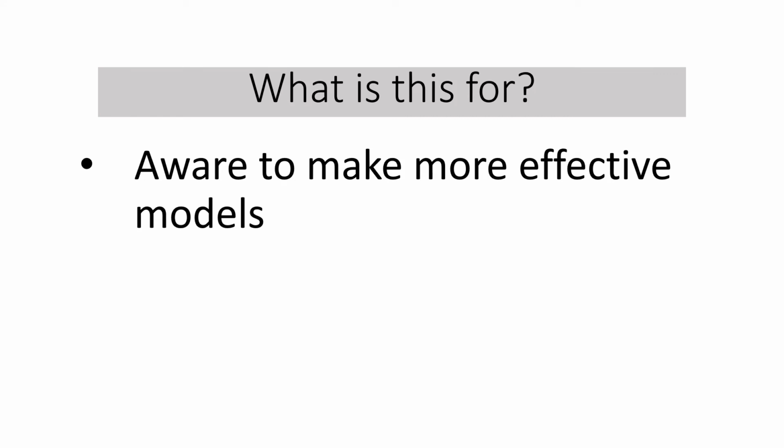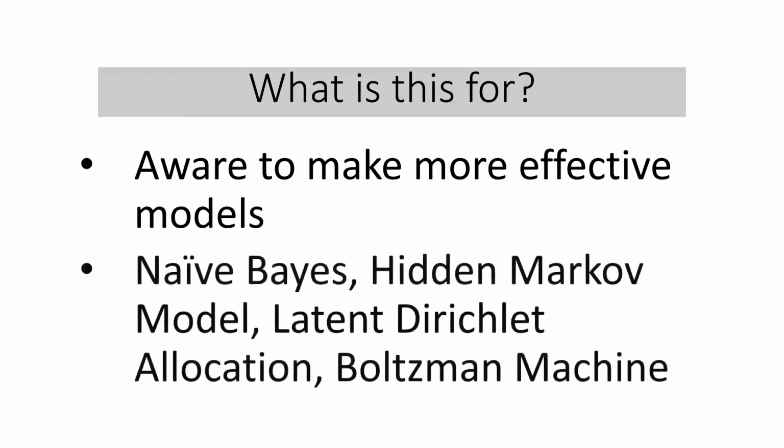What is this for? Why do we have to study this? With this very meaty introduction on generative models, we will become aware of how to make more effective models using this kind of approach. Some examples of generative models are naive-Bayes, hidden Markov model, latent Dirichlet allocation, Boltzmann machine. As we go through this part of our course, Mastering Machine Learning Algorithm, we will be learning meaningfully each of them.